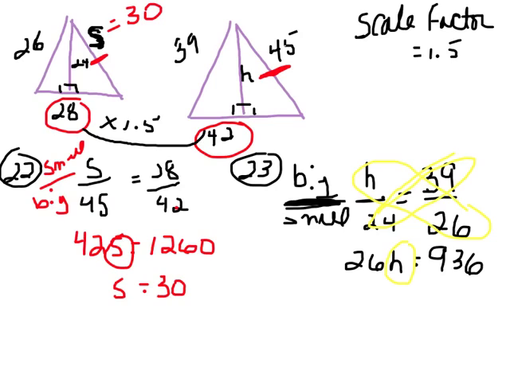But divide both sides by 26, right? And what do you get? 36, okay. So our height over here is 36. Let me fill that in, because we're going to need that for 25 and 26. So you're still working off all these figures all the way down through 26.